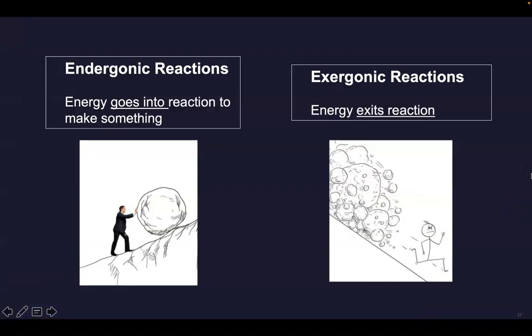This is a great visual too to help remember. Energy goes into the reaction to make something. That's like having to push a boulder up a hill. You have to put energy in to make it happen. An exergonic reaction, energy exits the reaction. So we're not putting any energy into making these boulders roll down a hill. It just happens spontaneously in an avalanche. That's a good way to remember the difference here.